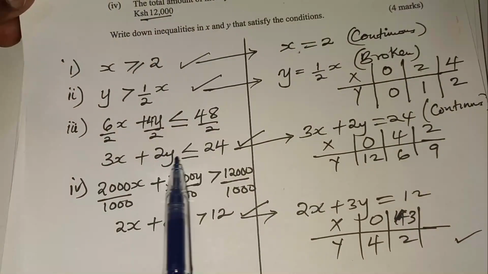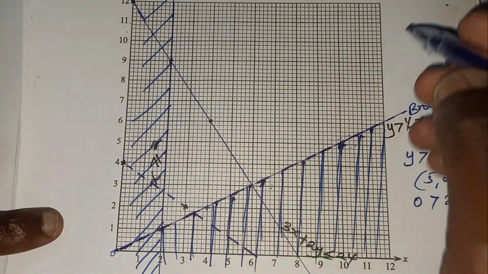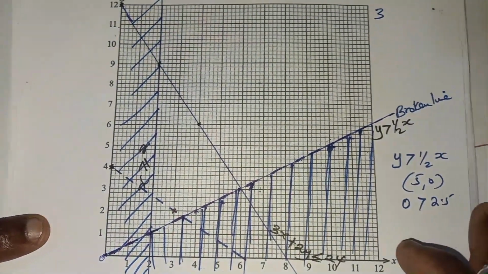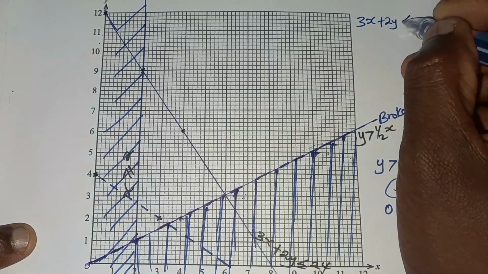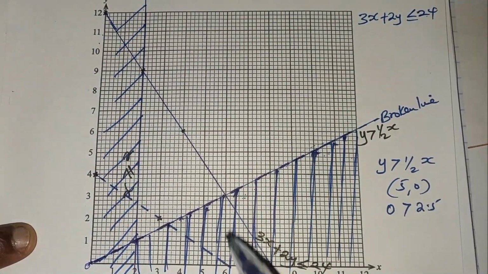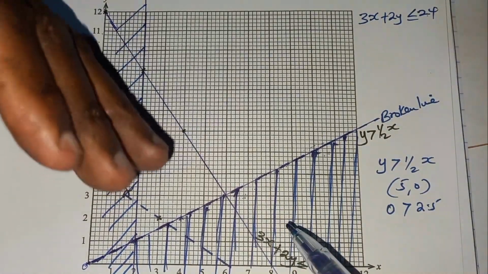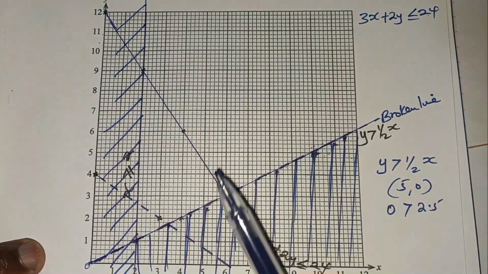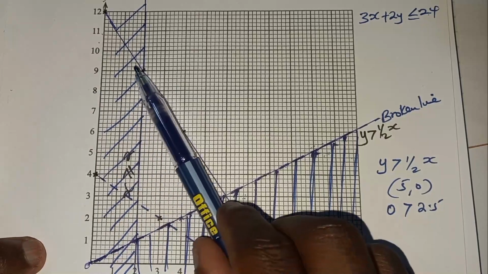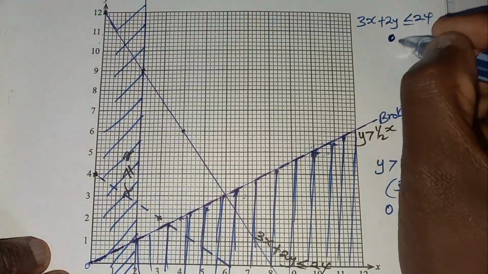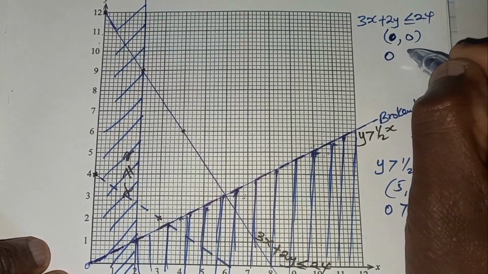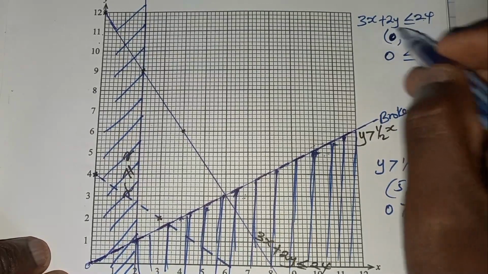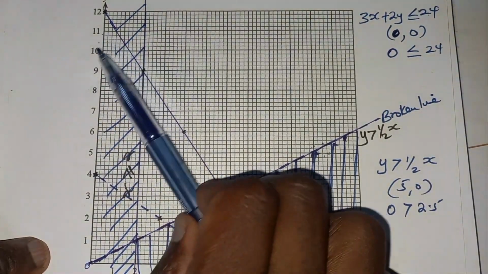3x plus 2y is less than or equal to 24. So the same thing we're going to do here. Let me do it here: 3x plus 2y is less than or equal to 24. I will test this side. I'll pick a point that lies on this side of that line, like 0, 0. 0, 0 is a good point to test with. Substitute here, you'll get 0 is less than or equal to 24.